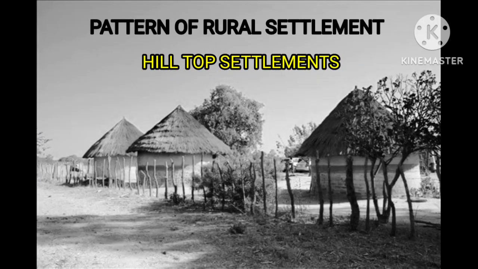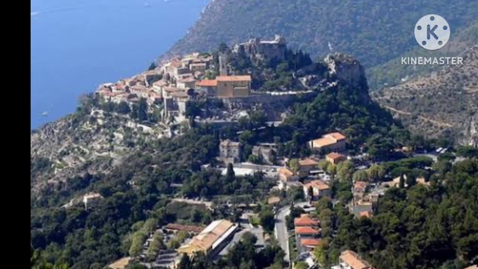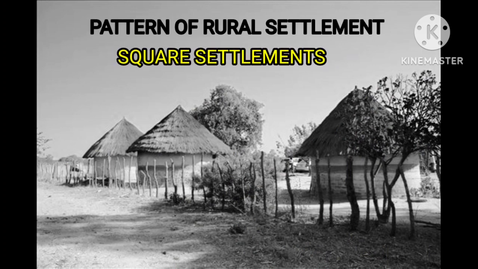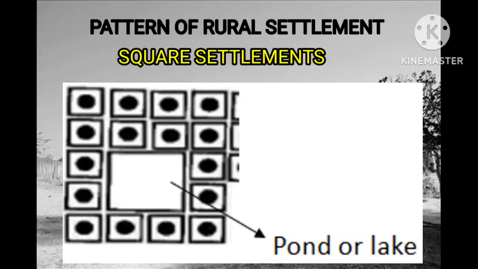Next, we have hilltop settlement. This type of settlement is found in Naga villages for the purpose of defense, where the houses are along the edge of the top so that the tribes can keep vigil over the movement of enemy tribes. Generally in the hilly region we can find this hilltop settlement. Next, we have square settlement. Like rectangular settlement, here the agricultural lands are in a square shape, and again this square settlement is a type of compact settlement.